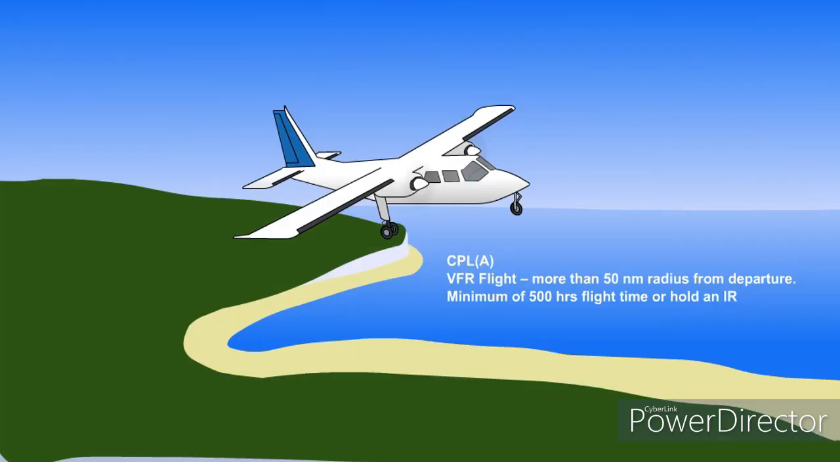The holder of a commercial pilot's license, A or CPL, may be appointed commander of a single-pilot operation aeroplane to conduct passenger flights under Visual Flight Rules, VFR. This will allow the pilot to operate more than a 50 nautical miles radius from the aerodrome of departure. To do this, the pilot must have a minimum of 500 hours total flight time, or hold a valid instrument rating.